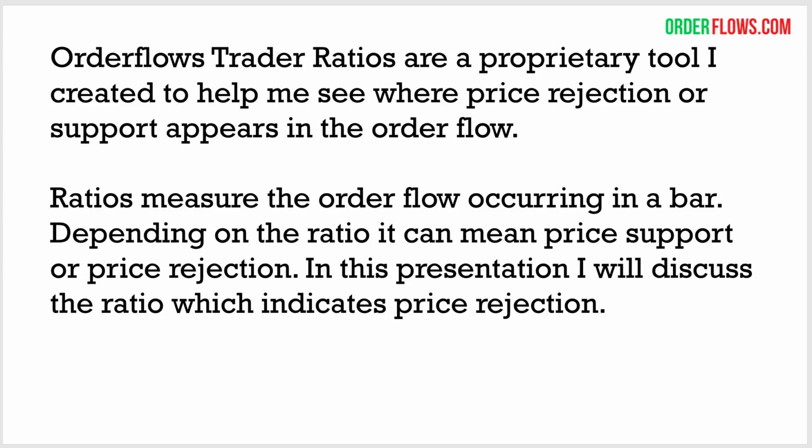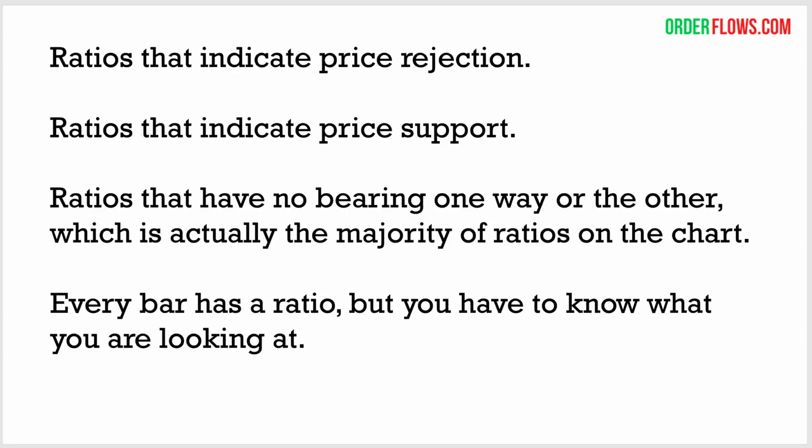And this is a proprietary tool that I created to help me see where price rejection or support appears in the order flow. Ratios measure the order flow occurring in a bar. Depending on the ratio, it can mean price support or it can mean price rejection. And in this presentation, I'm going to just talk about the ratios that indicate price rejection. Every bar is going to have a ratio, and some indicate price rejection, some indicate price support. The ratios that have no bearing one way or the other, which is actually the majority of ratios on the chart, is your normal order flow.